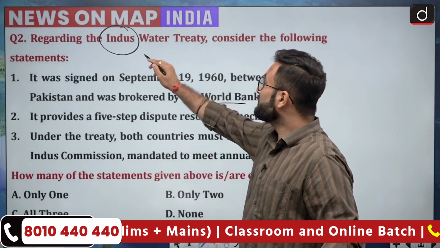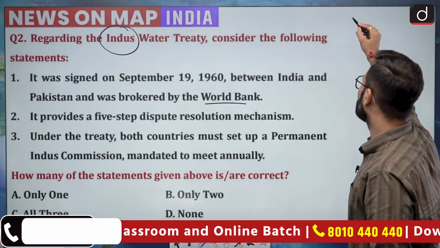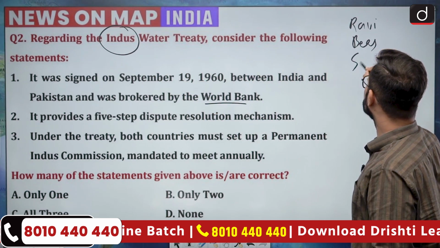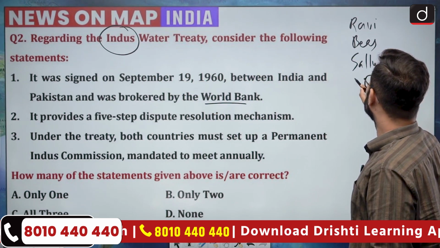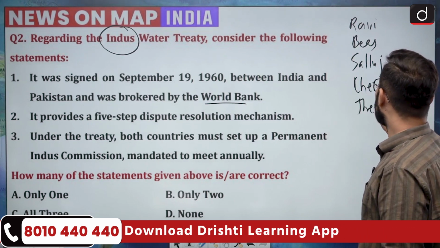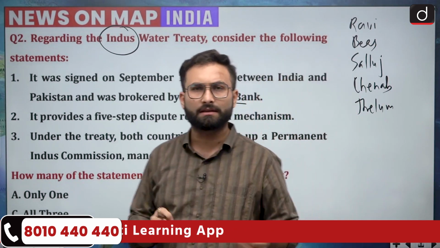Now, the Indus has various tributaries present in India, that is Ravi, Beas, Satluj, Chenab and Jhelum. The origin, or most of the course, of all these rivers is in India.